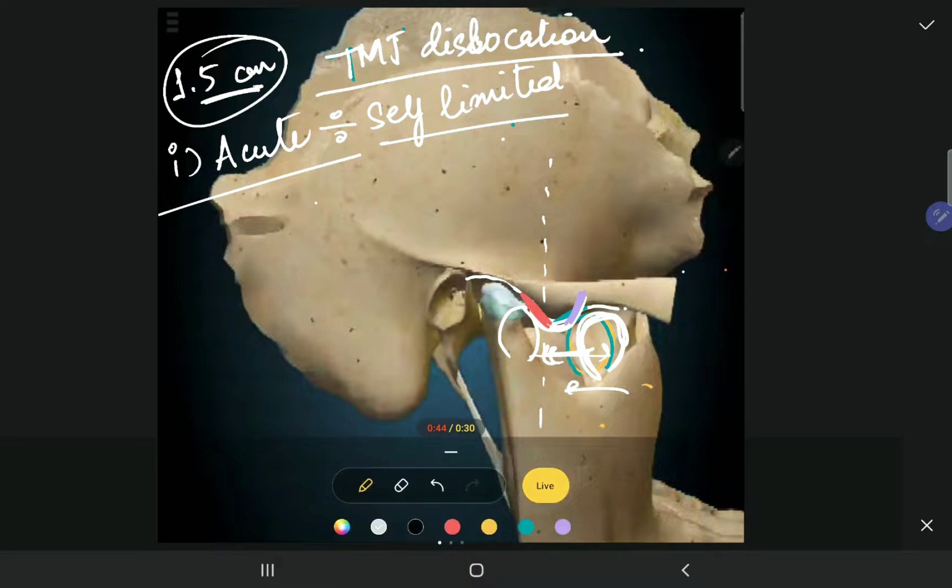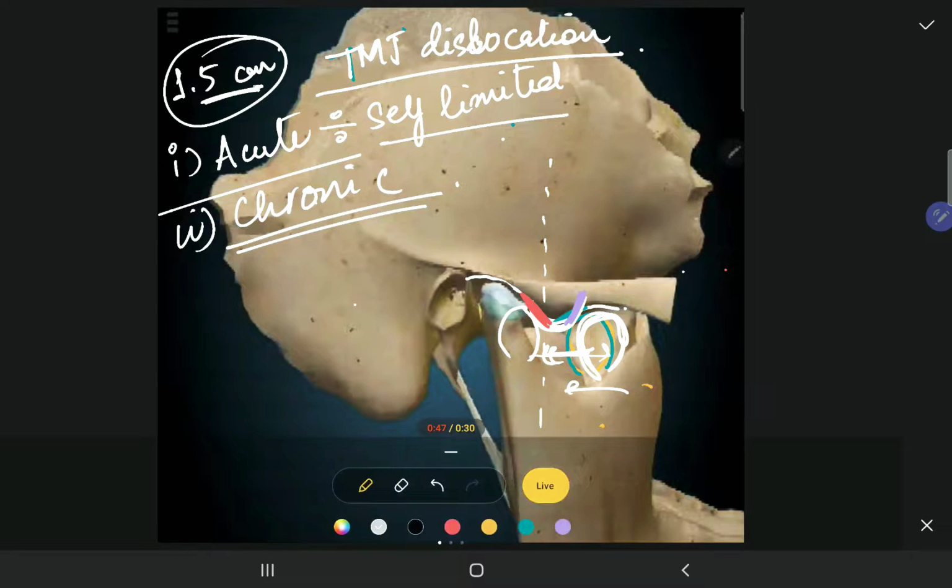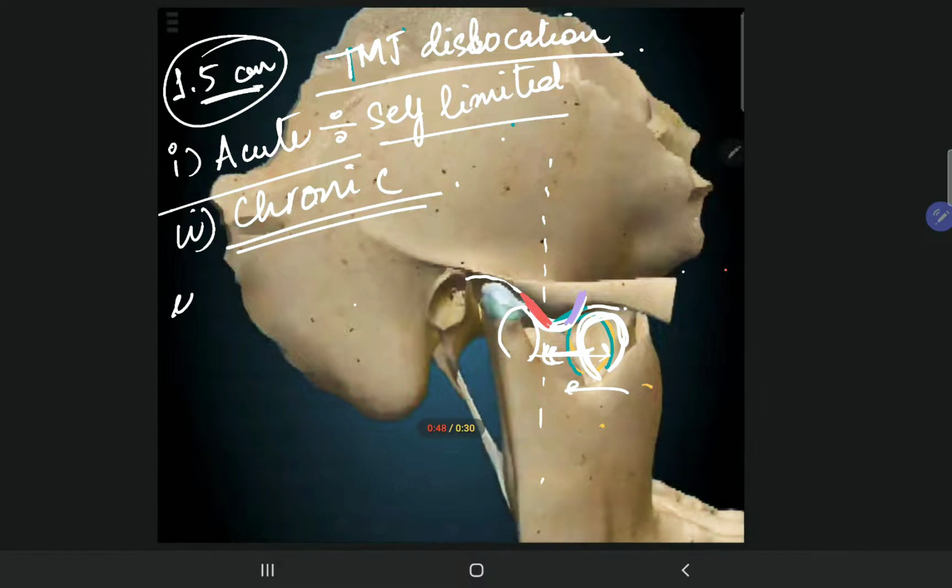So, acute is when it occurs the first time, it is self-limiting, but what if it keeps on occurring again and again? Then it becomes chronic. So, when the TMJ dislocation is occurring again and again, multiple times, we call this chronic. And the third one is the subluxation.